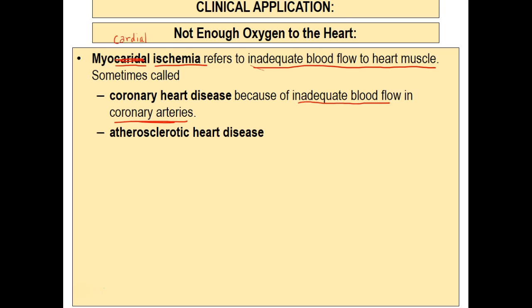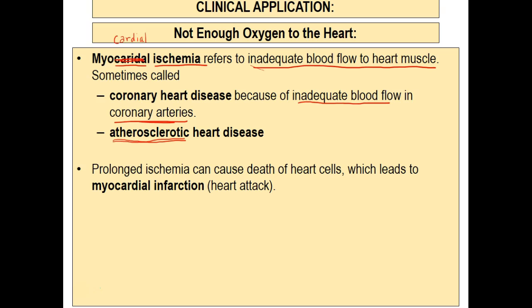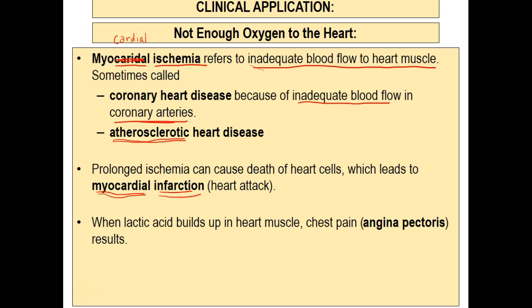It is also called atherosclerotic heart disease because the coronary arteries in atherosclerosis are filled with plaques made up of cholesterol and fats that are basically preventing blood flow through these vessels. And so oxygen can't get to the heart. Prolonged ischemia can cause the death of heart cells, which ultimately will lead to myocardial infarction, which is a general term for heart attack. But realize that if lactic acid builds up in heart muscle, patients will get chest pain, and this is referred to as angina pectoris.